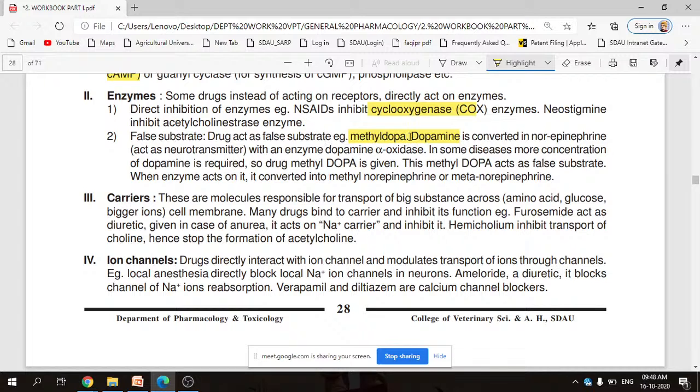For example, methyl dopa. Dopamine is converted into norepinephrine, which acts as a neurotransmitter, with the enzyme dopamine alpha oxidase. Now in some diseases more concentration of dopamine is required, so the drug methyl dopa is given. This methyl dopa acts as a false substrate. When the enzyme acts on it, it is converted into methyl norepinephrine. So this is the example of the structural analog or false substrate.